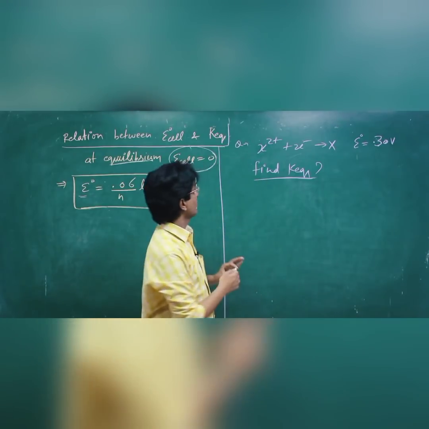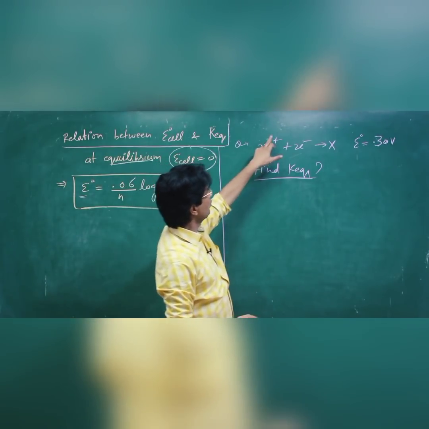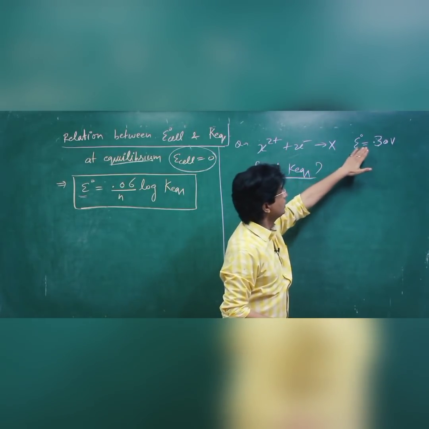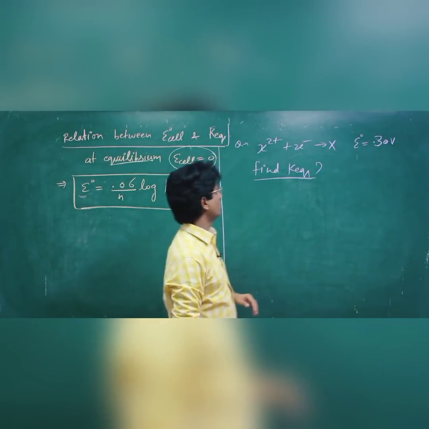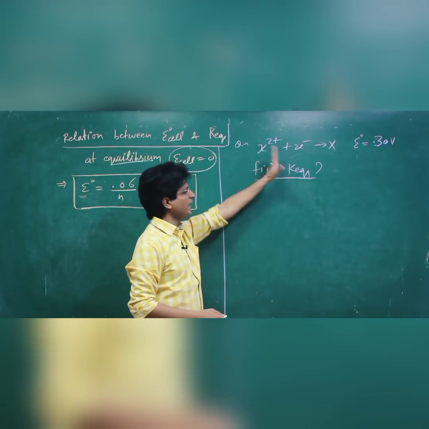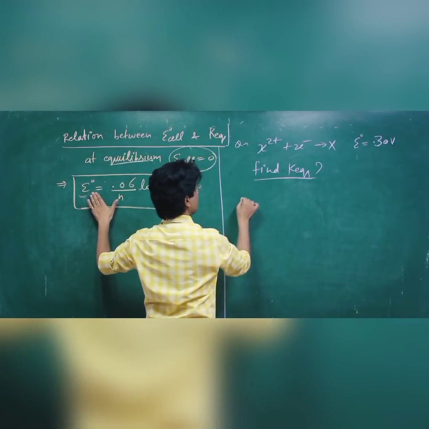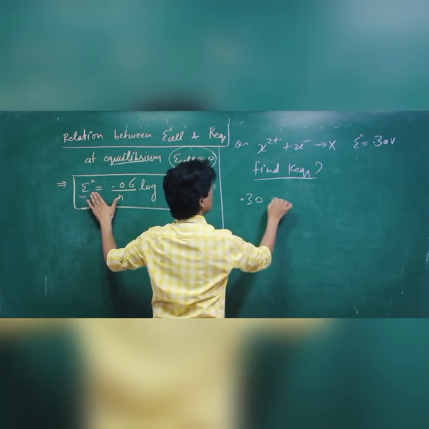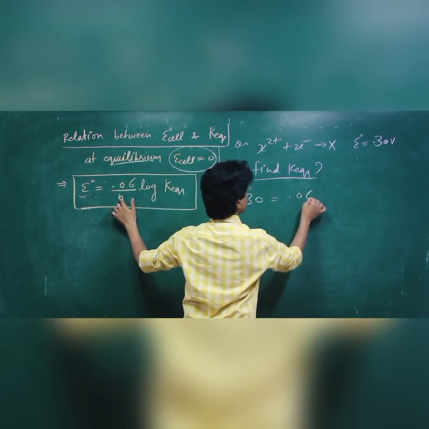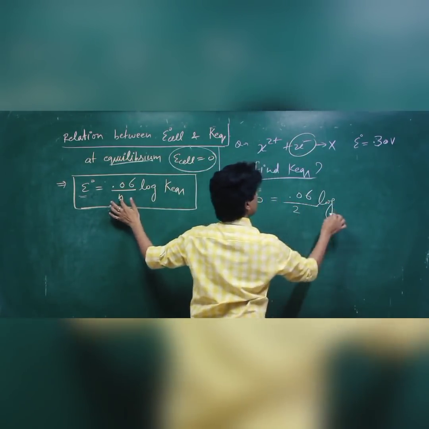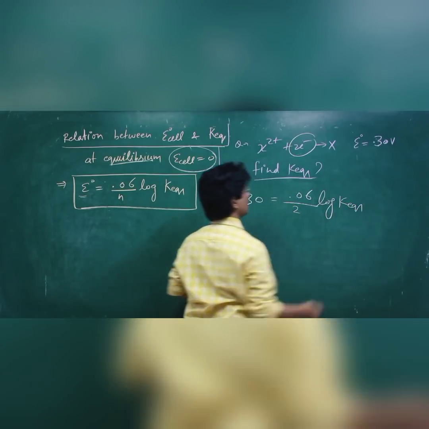Now see, we have a question on that. X2+ plus 2 electrons giving you X. E naught cell is given as 0.3 volt. Find equilibrium constant. Direct question, simple question. So put it there. So E naught is given as 0.30 volt equal to 0.06 upon number of electrons involved, 2, log of equilibrium constant.